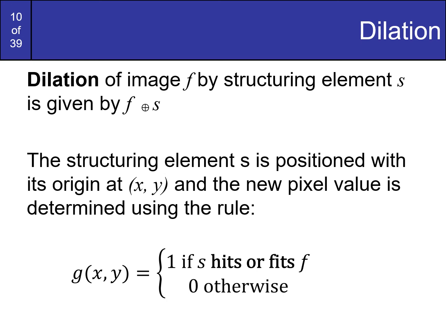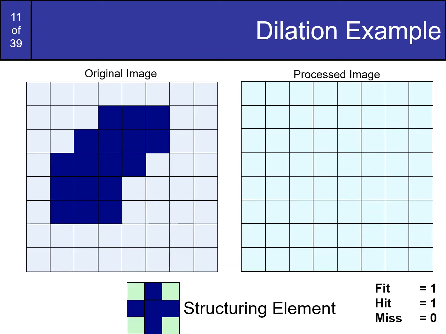Okay, and g(x,y) will equal 0 otherwise. Now we want to know how dilation works. This is a practical example of dilation. We have the same situation as the erosion example on the last slides. We have the original image on the left and the processed image on the right.